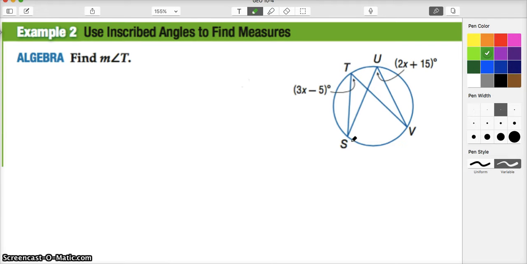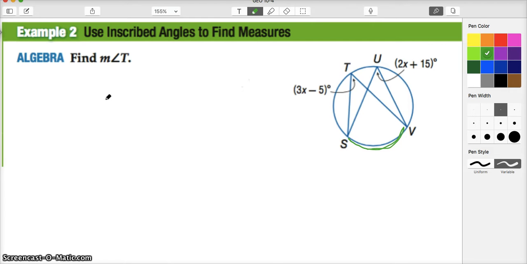So here in example 2, we have an arc that's being intercepted by 2 inscribed angles. From that theorem, we know directly that whatever this arc measure is, these angles are going to be half of it, and also these angles are equal to each other.